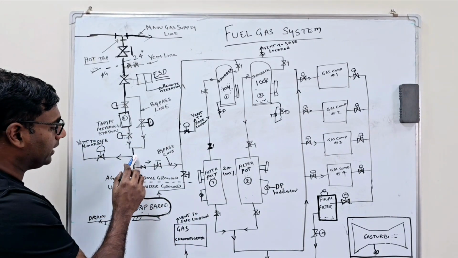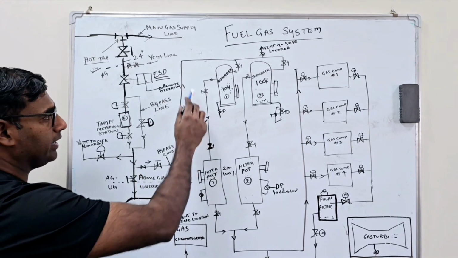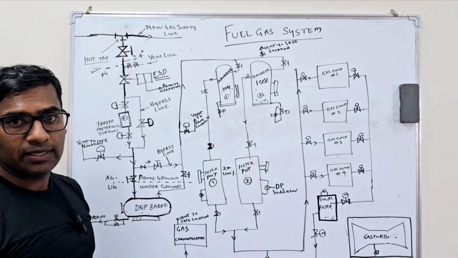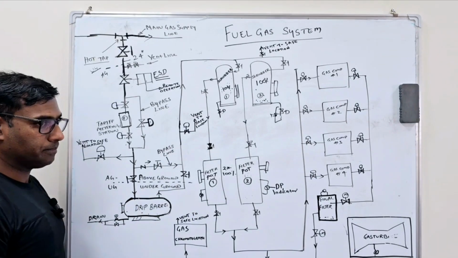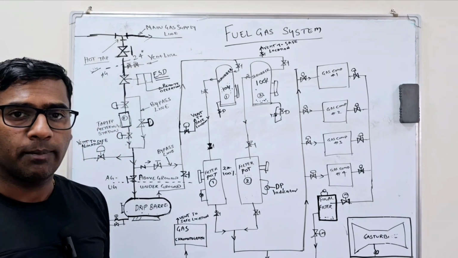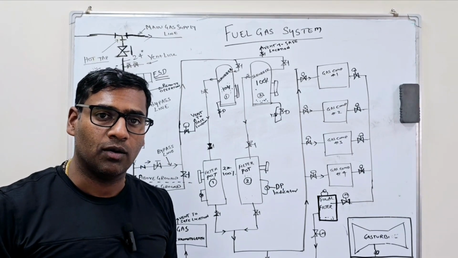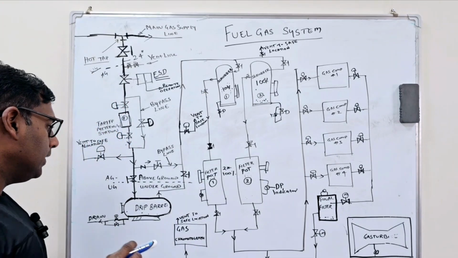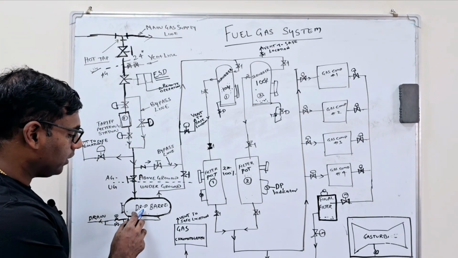So after the tariff metering station, the gas goes on. Before it enters the main gas plant, there will be an equipment called a drip barrel. The drip barrel is normally located underground. The purpose of the drip barrel is to take out the condensate from the natural gas. So the gas will enter into the drip barrel.